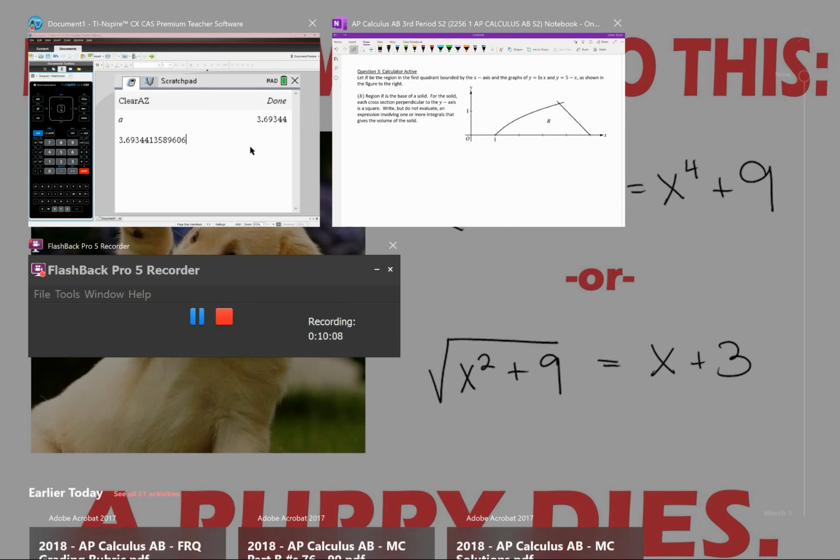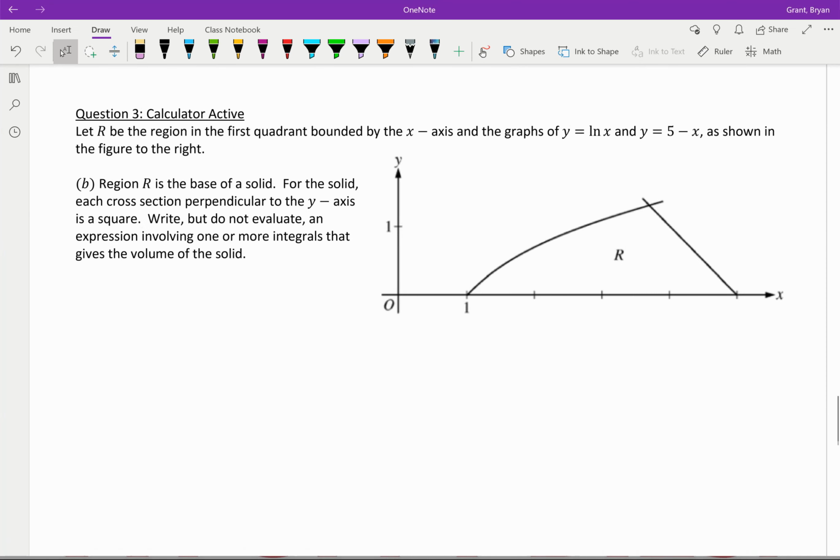Now let's get to our problem. What are we doing here? All right, for the solid, each cross-section is perpendicular to the y-axis this time. Okay, so we're going to have to go through and draw another square. So here, it did say square, right? Yep, wonderful. It's going to be a large square, but that's okay.